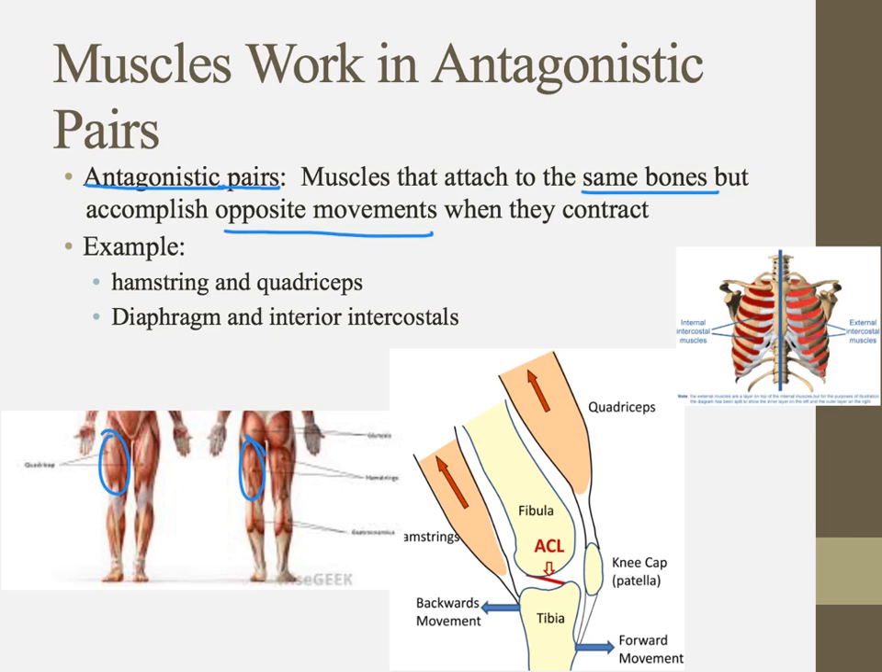We've already looked at this with the diaphragm and the internal intercostals. The internal intercostals, when they contract, are going to make the rib cage move inward, compressing the chest cavity. The diaphragm, when it contracts, is going to accomplish the opposite movement. So, antagonistic pairs.